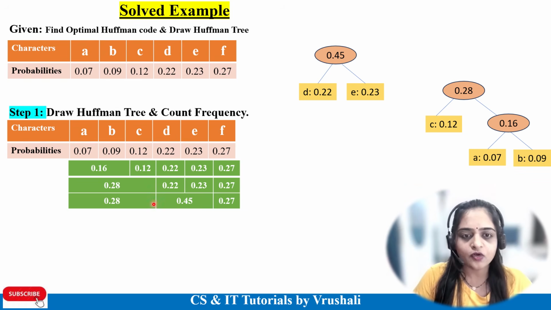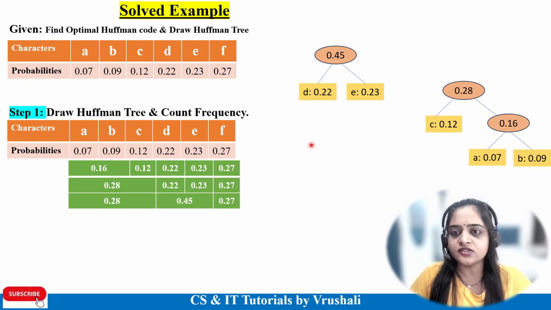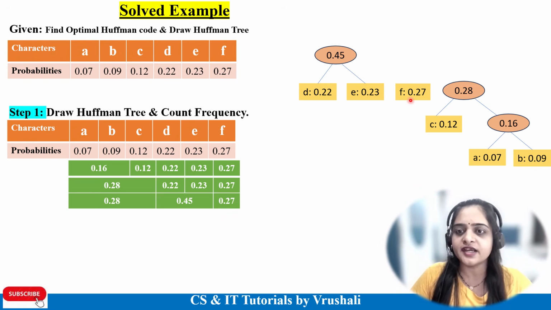Now in our set only three values are there. Now check again which are the two minimum values: 0.27 and 0.28. So 0.28 is already there. So write 0.27 on the left side of 0.28. Got it? Now again perform the addition. So 0.27 plus 0.28, answer is 0.55.